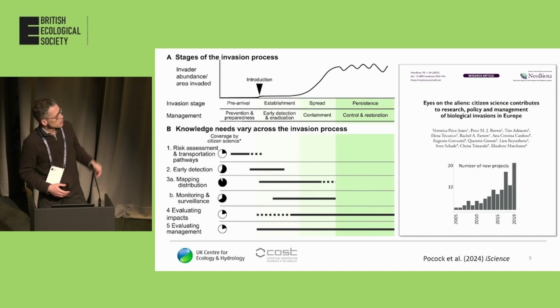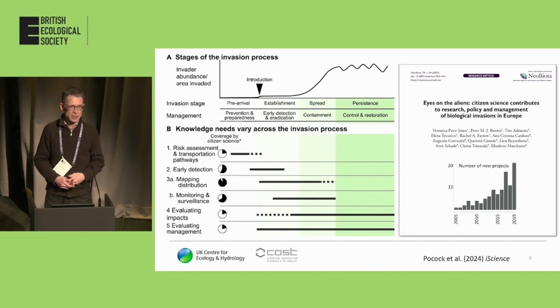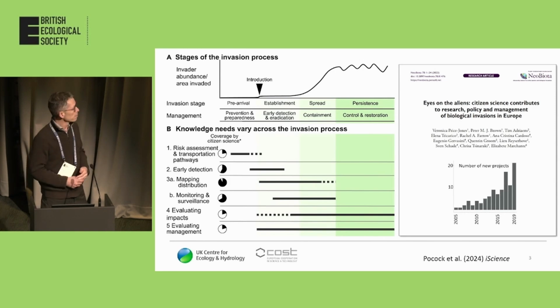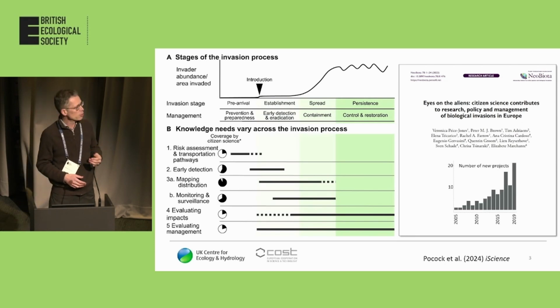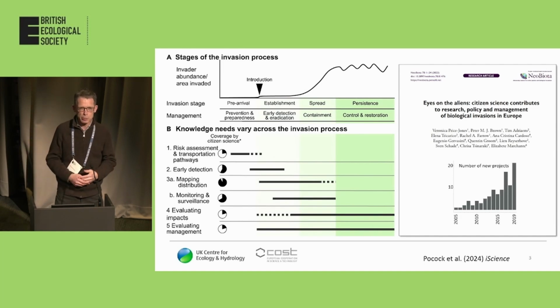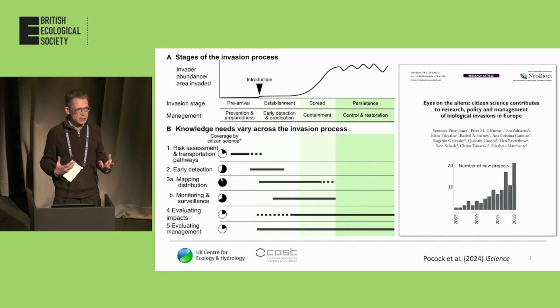Using some of the work which Pete Brown and others did as part of this COST Action on invasive species that we ran for a few years, which finished a couple of years ago, they were looking at citizen science projects across Europe. The spread of different citizen science projects and how they were relevant to these different knowledge needs across the invasion process is shown by the pie charts here. And you can see that a really high proportion of projects are involved in mapping distributions, often involving the sort of citizen science where anyone can go out and make records wherever they want.